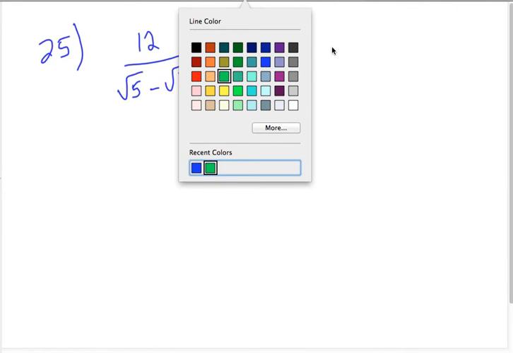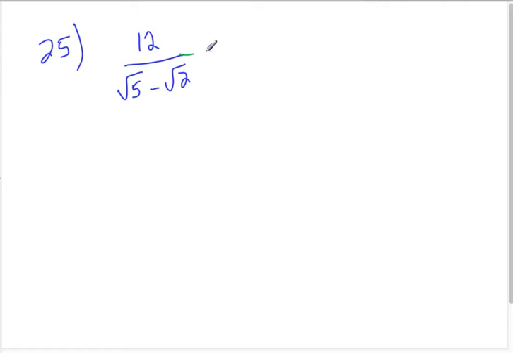25. We have 12 over root 5 minus root 2. All right, now we're getting serious. So we're not allowed to have a square root in the bottom of a fraction. Now, if it was just one square root symbol, that would be easy. We could just multiply the top and bottom by that. However, since there's 2 separated by subtraction, we need the conjugate. And the conjugate, if you remember, is the thing that makes it a perfect, not a perfect square, but a difference of squares.